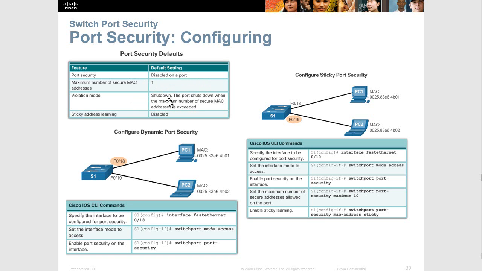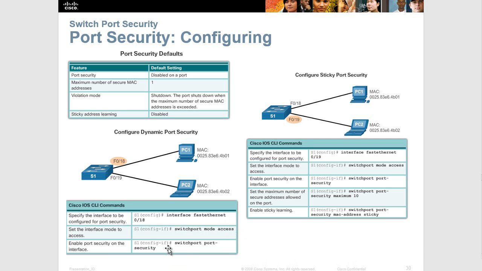The violation mode is shutdown. Sticky address learning is disabled by default as well on port security. Okay, so port security is not enabled by default. If you just want to enable it with its default values, here's your process down here. Okay, so interface, go to whichever interface you want to apply port security to. Switchport mode access, you basically have switch ports that can be put into access mode or trunk mode. That is something we'll discuss in the next chapter. But you have to make sure the switchport mode is access before you enable switchport port-security.